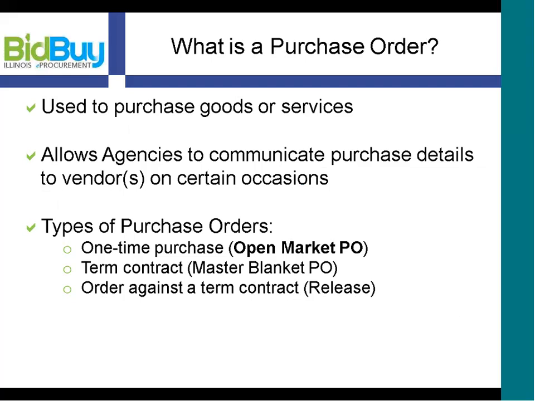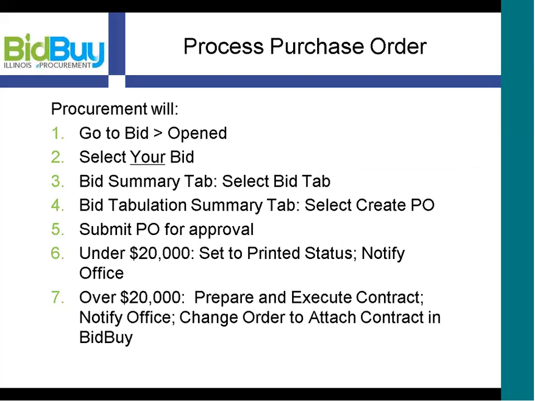What is a purchase order? Purchase orders are what we use to relay information about our purchased goods or services to vendors. Sometimes we use those for things under $20,000, and for anything over that, we would create a contract. A type of purchase order that we're using in the system is an open market purchase order. For the most part, procurement will be creating your purchase order. They'll be taking over your procurement at that time and creating that purchase order for you.